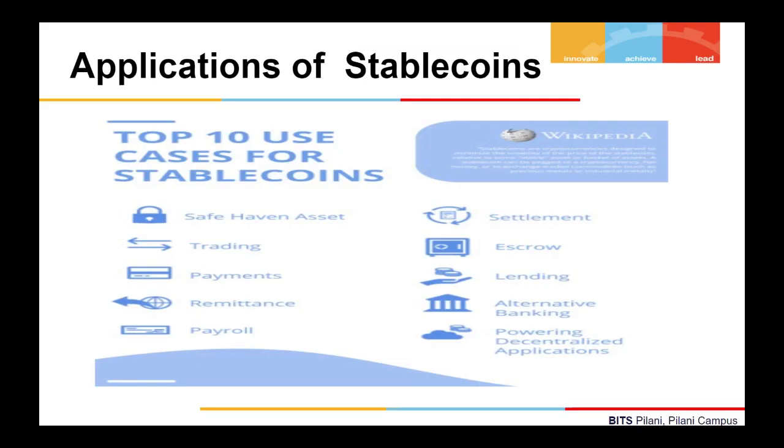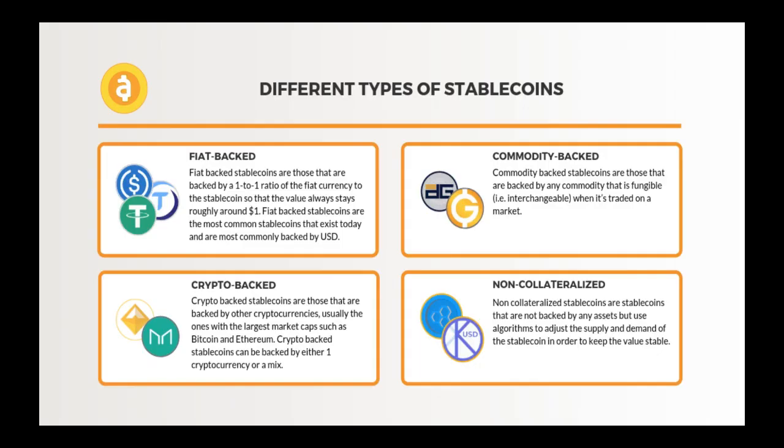So a fiat collateralized stablecoin is the most common type of stablecoin. It is collateralized by a fiat currency. Fiat-backed stablecoins are backed at a 1 to 1 ratio, meaning $1 exists for each unit of a stablecoin. So as long as the economy of the country a stablecoin is pegged to stays stable, the stablecoin value also stays stable.